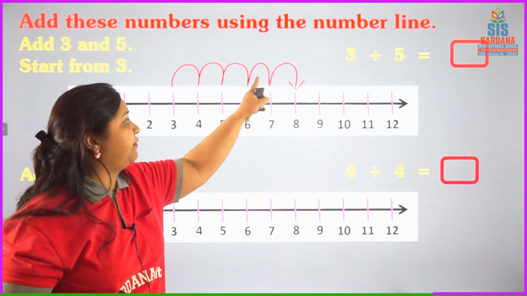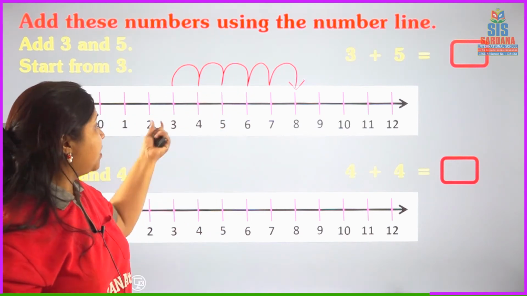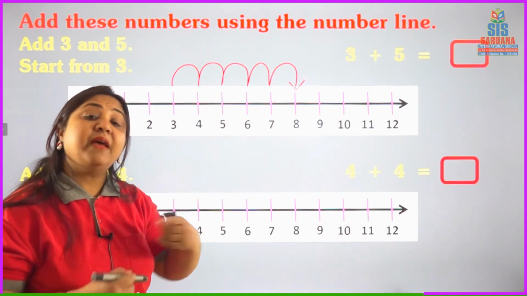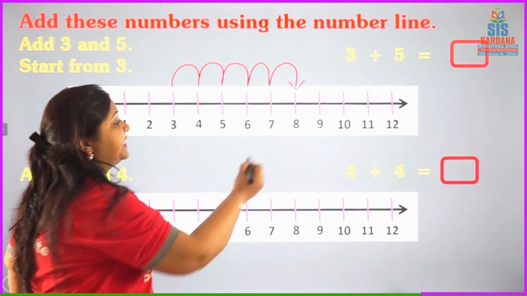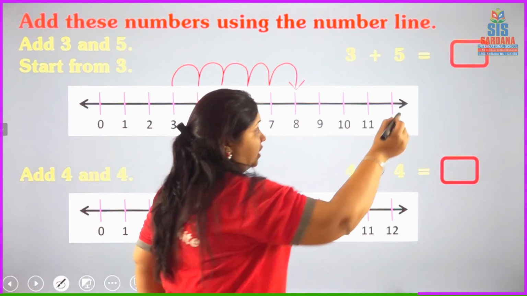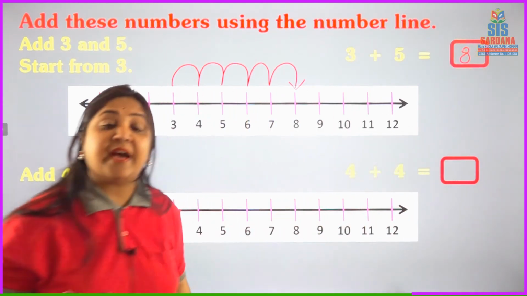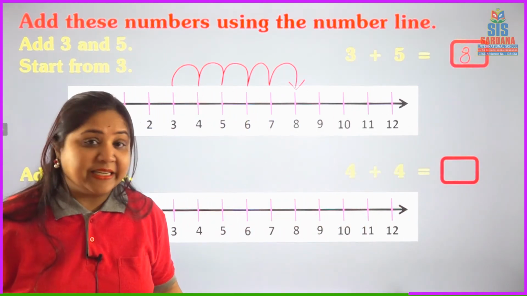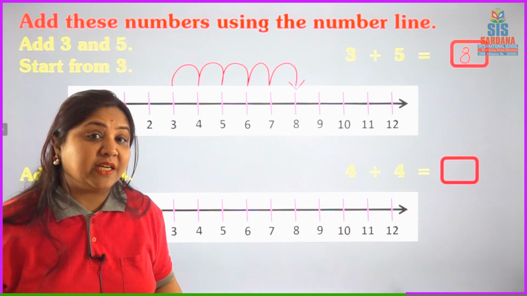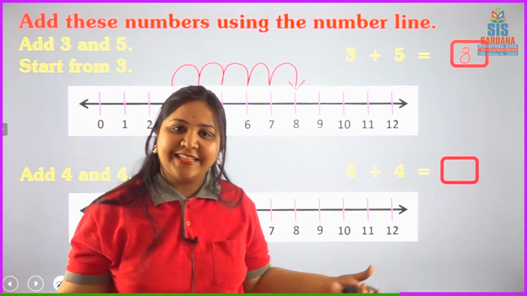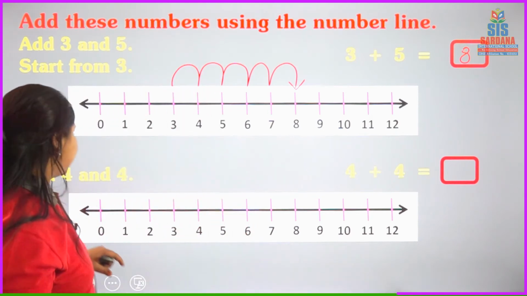1, 2, 3, 4, 5. So from 3 I have started. 5 steps forward. One by one I went, and I reached to which number? 8. So this is only my answer. 8. It means 3 plus 5 will give you 8. Isn't it easy? Without the pictures, with the help of number line, we have done the addition. Isn't it easy? Now next.